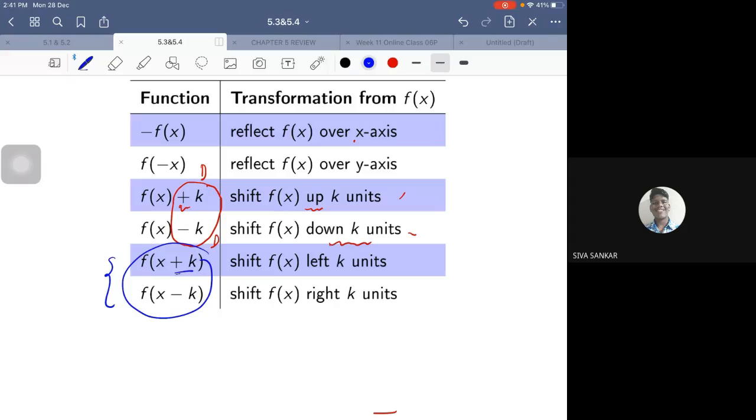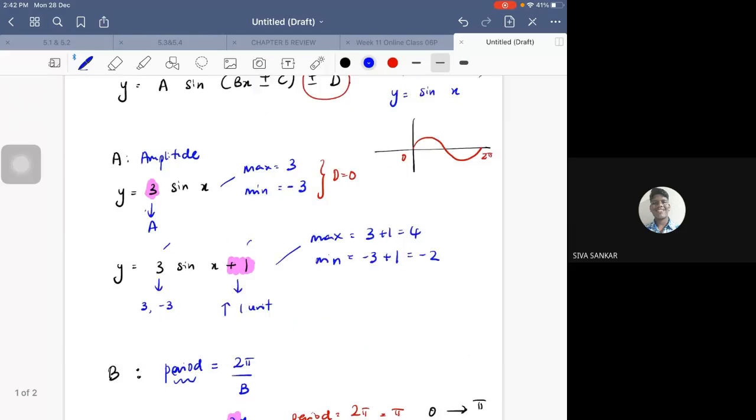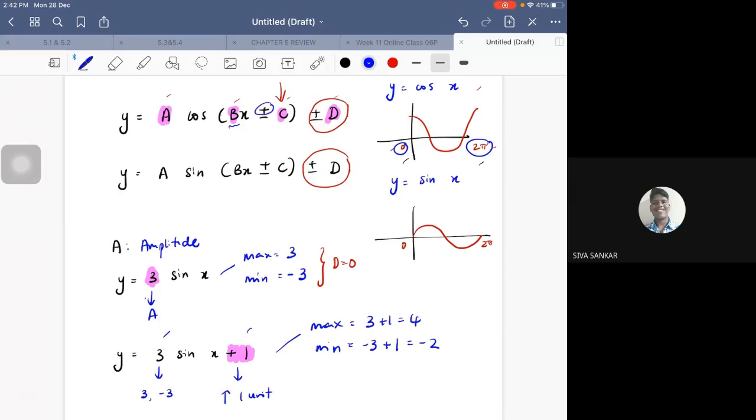So when you have plus C here, what happens is that your graph is going to shift left K units. Sorry, it should be on the left, kiri. When your graph here has minus K, it will move to the right K units. So if it's plus, it moves to the left. This is what happens over here as well. If we have a plus C value here, your graph is going to be shifting to the left. If we have minus C, your graph is going to be shifting to the right.